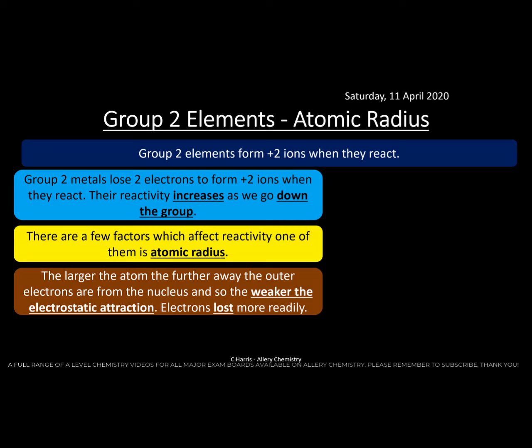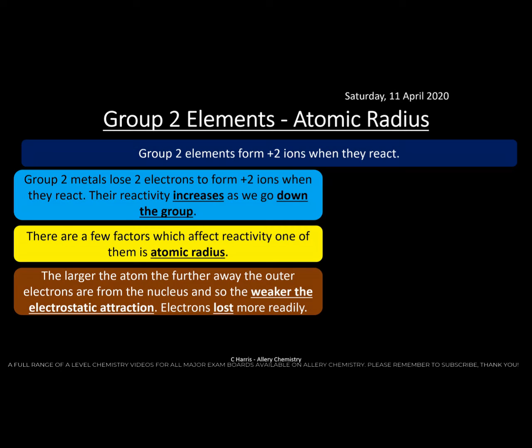But if you haven't seen that, then basically, the larger the atom is, the further away the outer electron is from the nucleus. And remember, the outer electron is attracted to the positive nucleus in the middle. Now, if that electron is further away from that positive nucleus, then the force between them is a lot weaker. And so therefore that electron is lost much more readily. If it's lost much more readily, then that means it's more reactive.